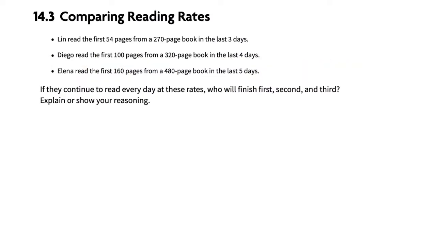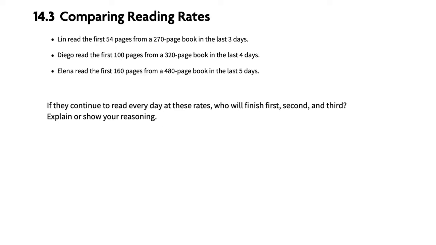Now we have a more typical problem. We're comparing reading rates, and we've got 3 students. We've got Lynn, who read 54 pages in 3 days. We've got Diego, who read 100 pages in 4 days. And then we've got Elena, who read 160 pages in 5 days. And the idea is, if they each continue to read at that same rate, who is going to finish their book first, who's going to finish it second, and then finally, who's going to finish it third.